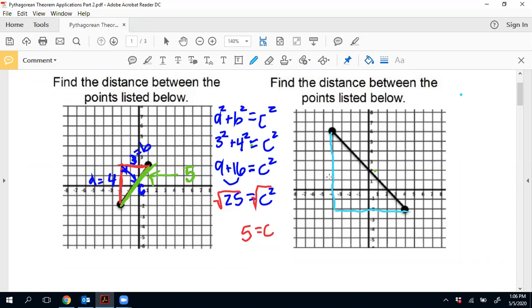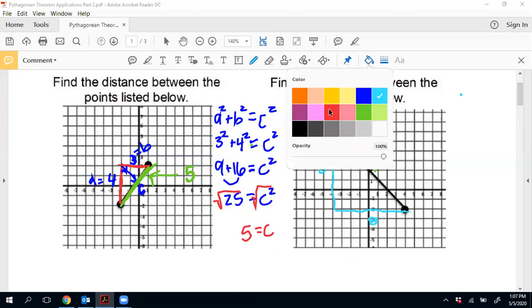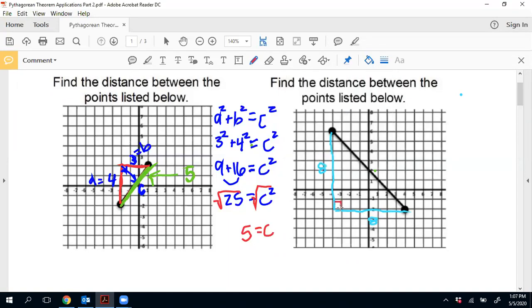So I could find the slope of the line by putting my vertical over my horizontal, but right now they want me to find the length of the line. So I'm going to count this distance, and it's 1, 2, 3, 4, 5, 6, 7, 8. And I'm going to count this distance, which is 1, 2, 3, 4, 5, 6, 7, 8. Agreed? So my right angle is down here in this corner.